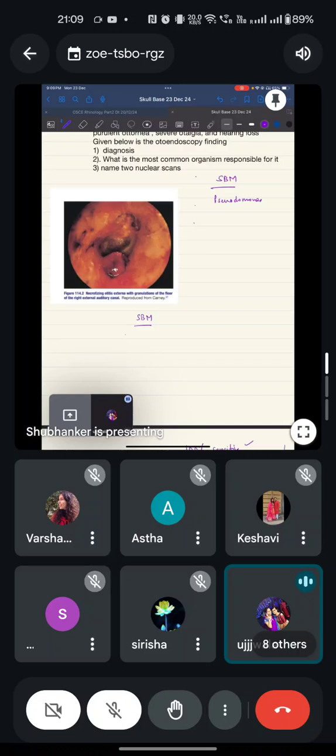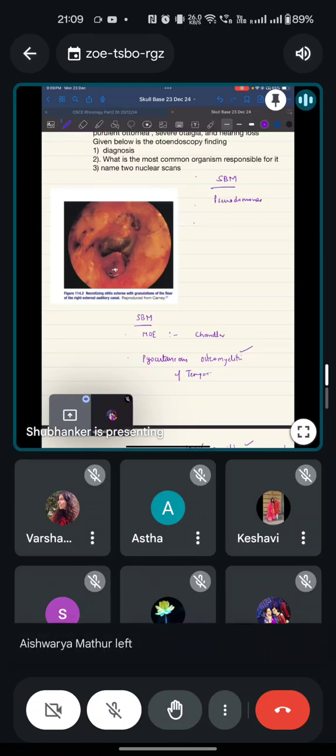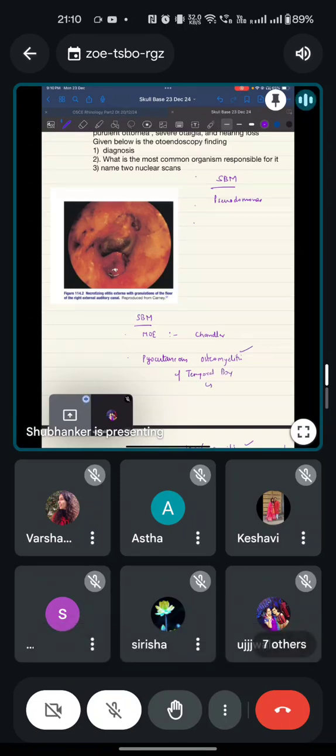Necrotizing otitis externa, or malignant otitis externa. This name was given by Chandler. There is one more name for this, which is called pyocutaneous osteomyelitis of temporal bone. Initially it was called by this name only. After that Chandler remodeled it, and this name was given by Meltzer and Kehlmann.